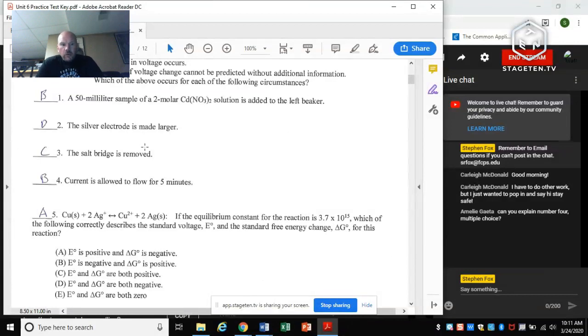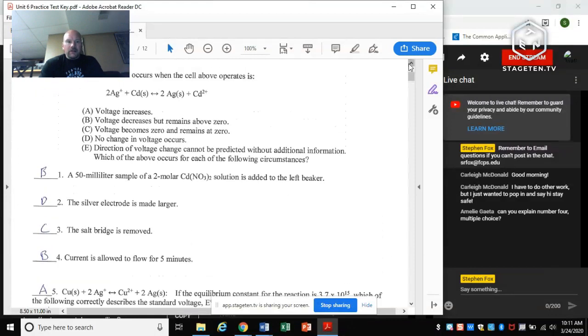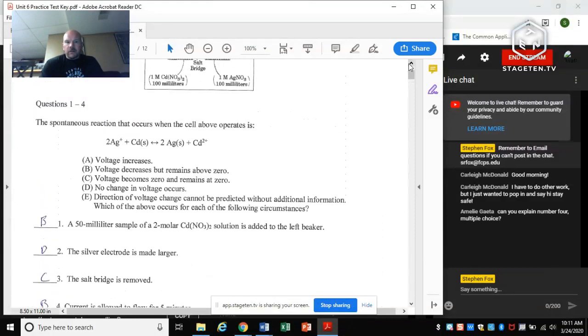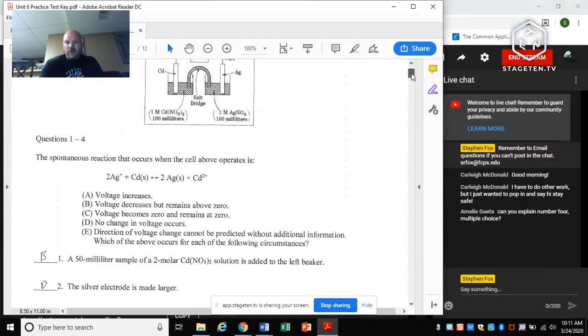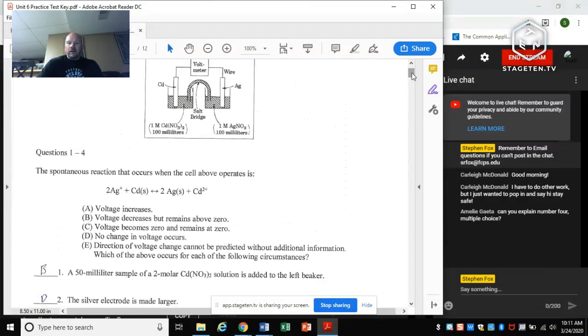Can you explain number 4, multiple choice? Okay. Current is allowed to flow for 5 minutes. Okay, so you don't know how long the battery's going to last, so you can't say that if you let the battery run for 5 minutes, it's going to go to zero. Like if it said you let it run for a year, then you could just say the voltage is going to go to zero, right? But for 5 minutes, the voltage is probably just going to keep going, okay?